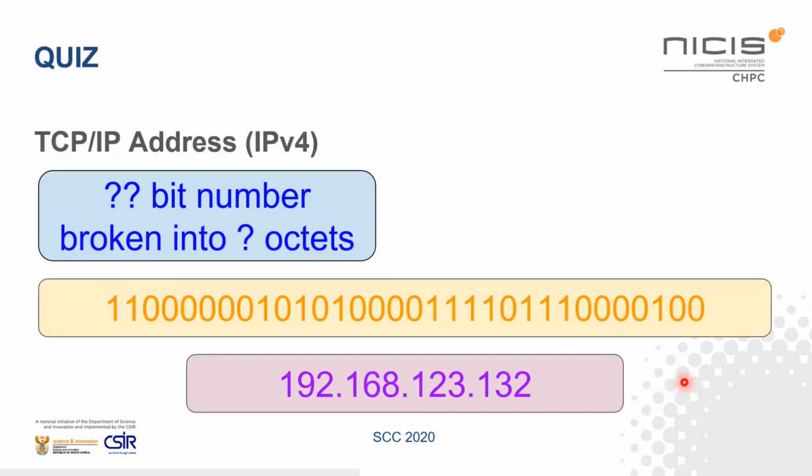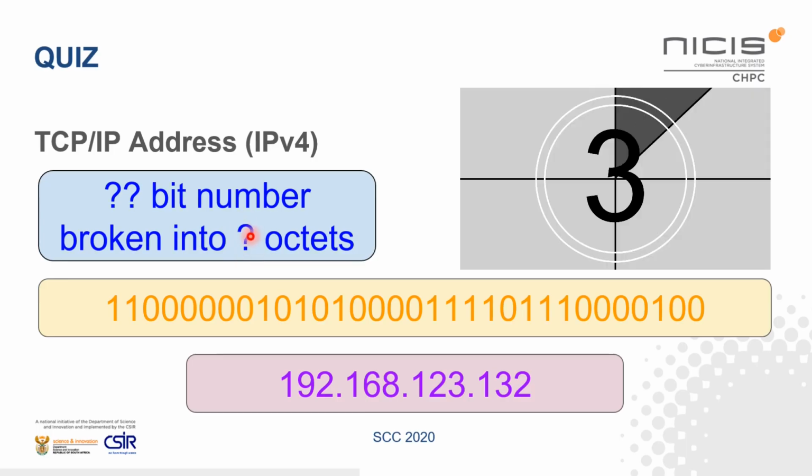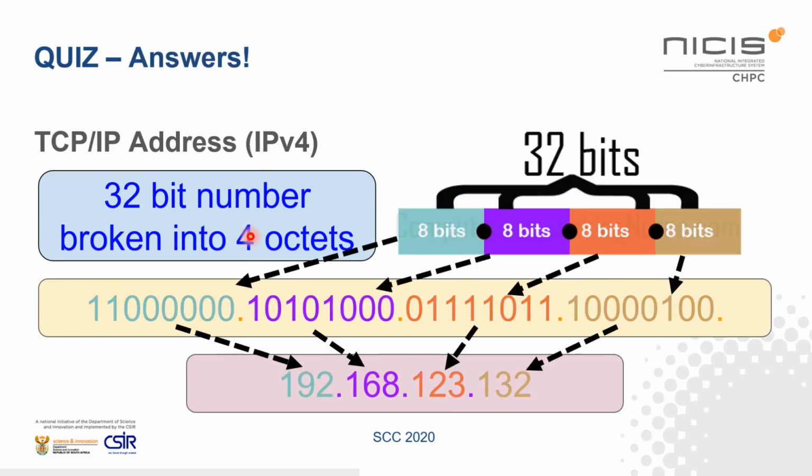Now, you didn't think you'd get past this entire chapter without at least one quiz, did you? So for a quick recap, how many bits are there in an IPv4 address? And how many octets are there in an IPv4 address? And the answers are 32 bits and 4 octets, broken down like this.